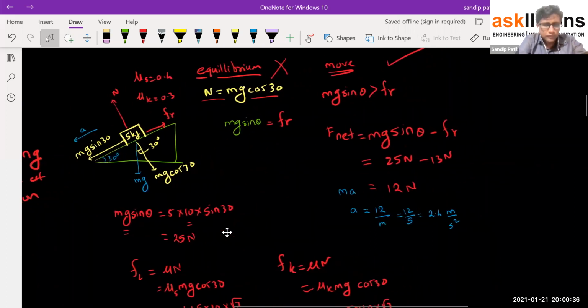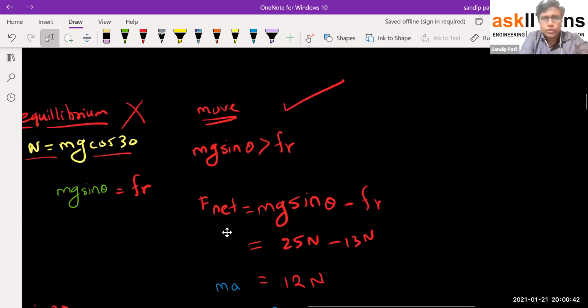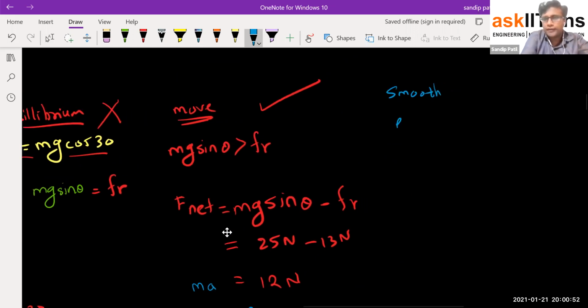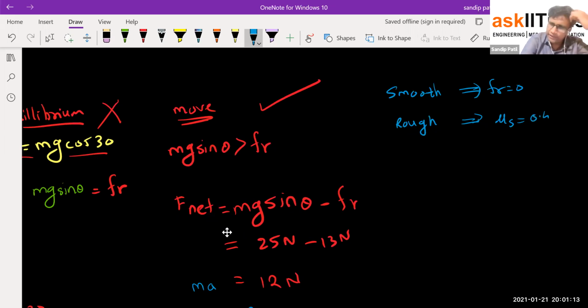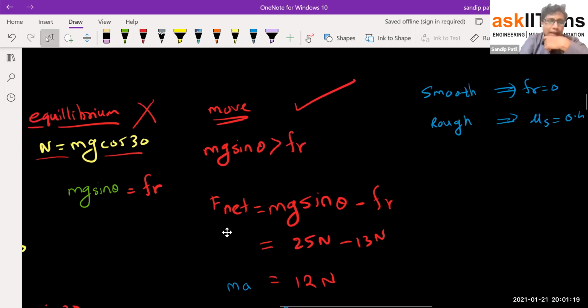Remember, we got the object's acceleration. Now there are two types. Sometimes in problems they will say that the object is on a smooth inclined plane, or they will say a rough inclined plane. Smooth means the frictional force will be zero. When they say rough, the frictional force will be something; they will provide you some mu s or mu k, say 0.4, or it could be 0.5, 0.6, like that. So these are the two types of problems they will ask.